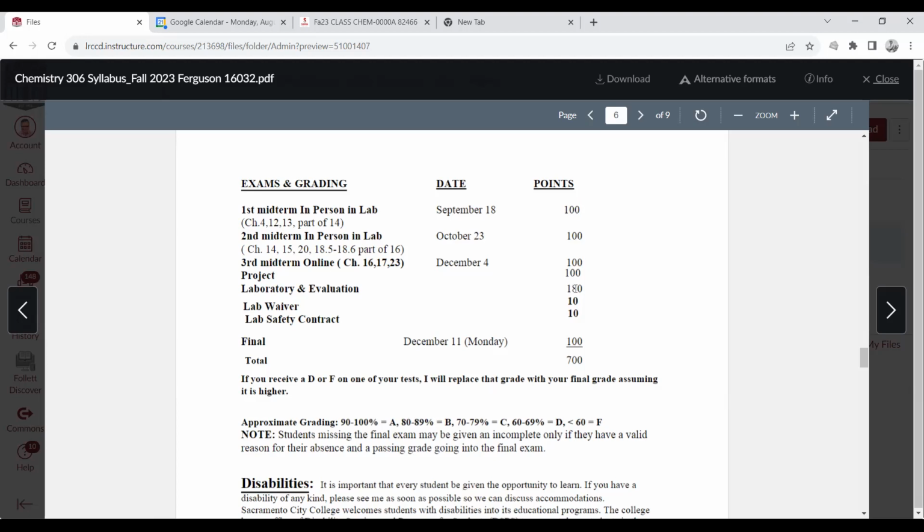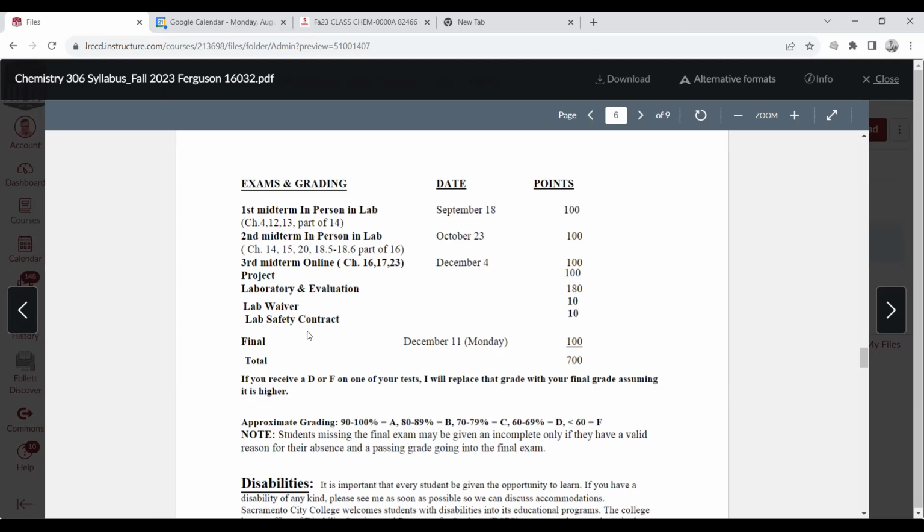Your total of all your labs, you're going to have 12 labs at 15 points apiece. That's 180 points total. For each lab, you're going to have a pre-lab, that's worth 5, and then the finished lab write-up itself is worth 10 points. So 15 points total per lab.